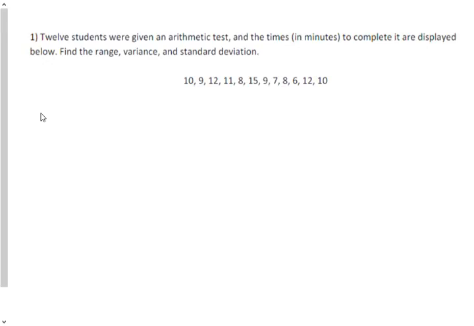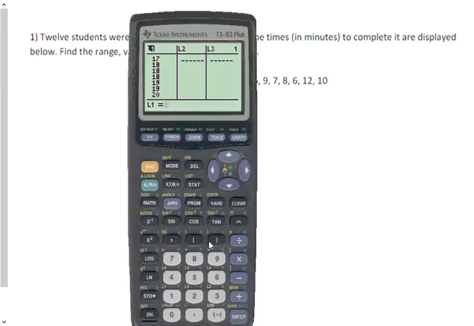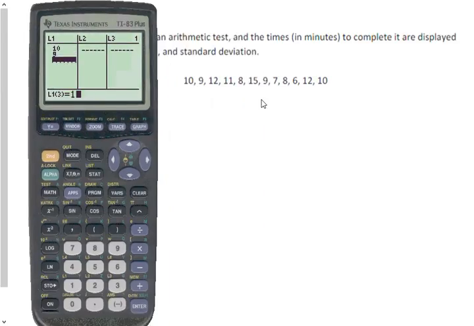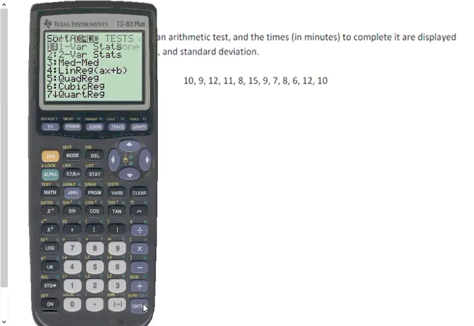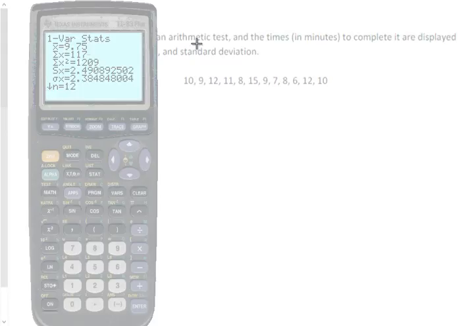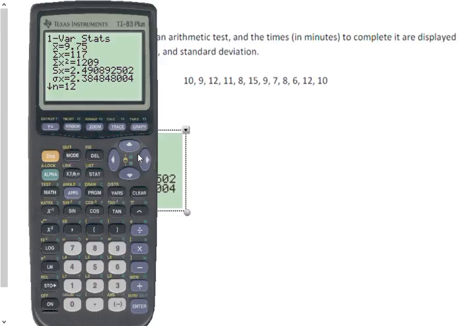So just like last time, let's get it into our calculator under the stat menu. So I'm going to hit stat, edit, clear that out. Let's go to one variable stat. All right. So let me get this copied so we can actually work with it. Here's my first page of the one variable stat, and here's my second page.